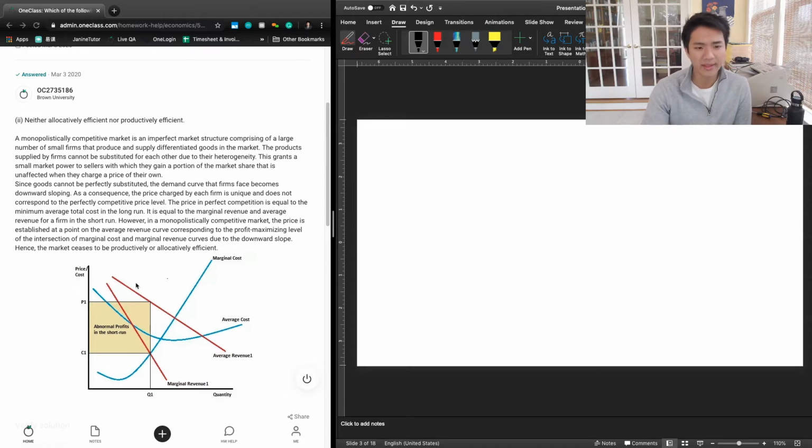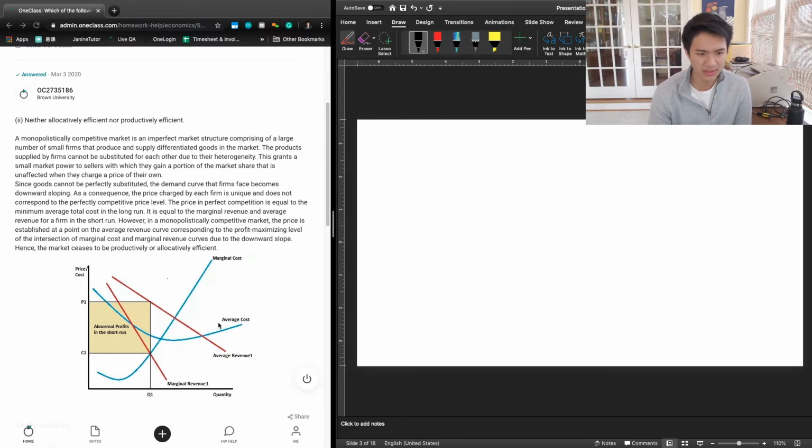And so that's a really big refresher on what the structure for monopolistic competition looks like. Hopefully that is familiar to you guys. So the question is, is this allocatively efficient or productively efficient? And what do those things actually mean?